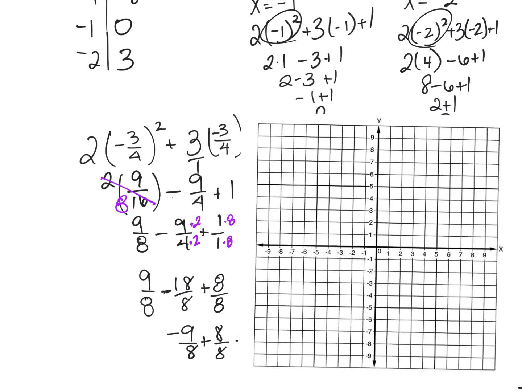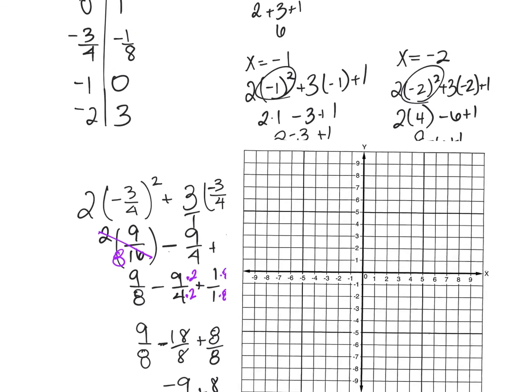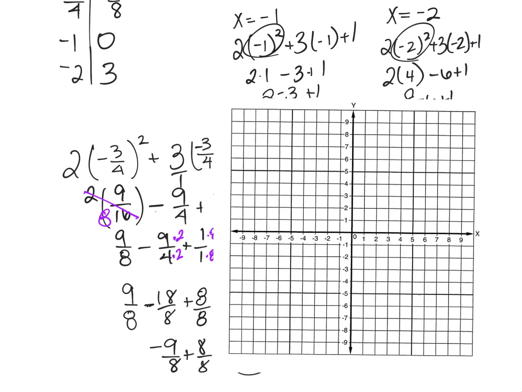Now we have to graph it. It's not that hard. Relax. Can you graph negative 2, 3? Yes, we can graph negative 2, positive 3. Can we graph negative 1, 0? Yes. Now, negative 3/4 is right here, right? And negative 1/8 is down just a little bit. So we're going to put negative 3/4, negative 1/8 right here.